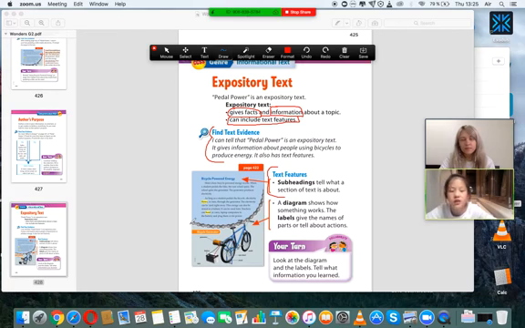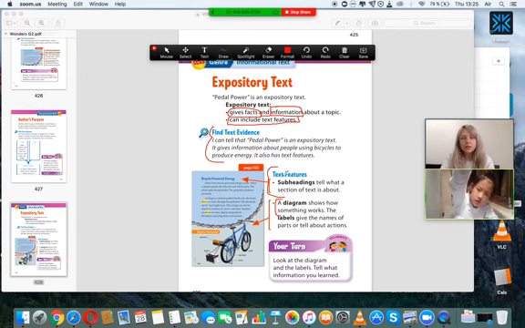Same heading. Headings tell what a section of text is about. The next text feature is a diagram. A diagram shows how something works. The labels give the names of parts or tell about actions. So we have subheadings, diagram, and labels.